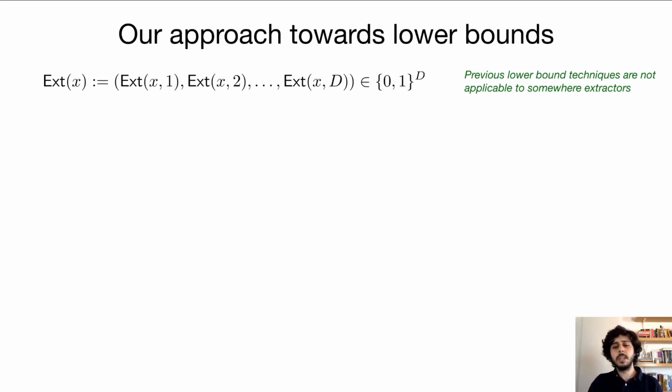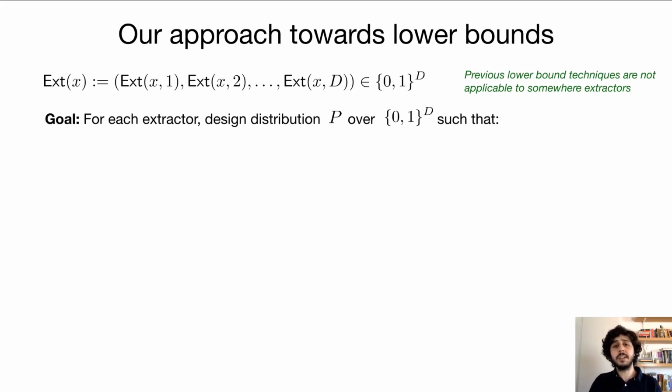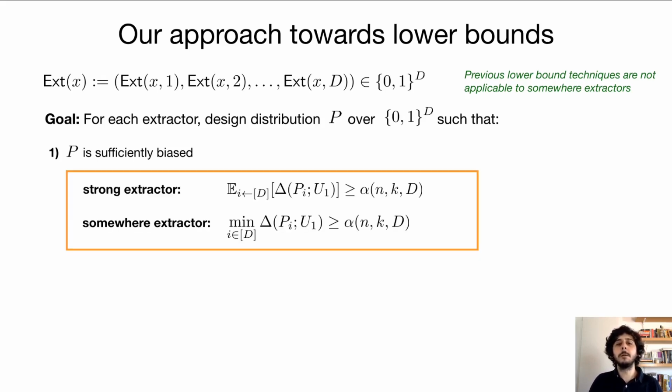Okay, so in order to derive lower bounds, we want to design for each extractor a distribution P over the output set that satisfies two very obvious conditions. The first one is that P should be sufficiently biased, and the definition of bias obviously depends on the type of extractor we're considering. So for example, for strong extractors, we would like that the expected value of the statistical distance over a uniform choice of the seed, or equivalently the coordinate of P, should be larger than some appropriate function alpha. While for a somewhere extractor, we just want that the minimum of the statistical distance between Pi and the uniform distribution over all the choices of the seed I should be larger than some appropriate function.